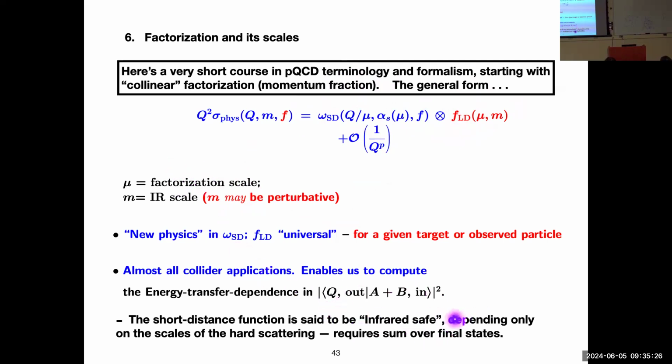And this infrared safety depends on how you sum over the final states. For certain choices of F, you'll get infrared safety. For other choices of F, you'll lose it, and you won't have any predictive power because M will move from here into both, and you won't be able to calculate either of the factors. And in fact, they won't even factorize the same way. So that's the concept of infrared safety. Infrared safety then enables us, for the appropriate choice of mu, to expand this omega SD perturbatively in powers of alpha S. And this is what we do.